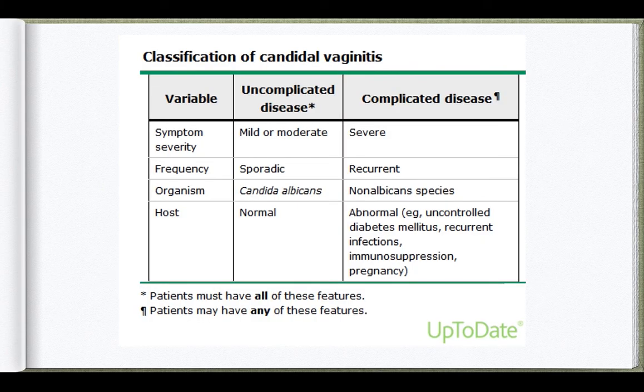So the classification of candidal vaginitis will allude to the treatment. For uncomplicated disease, all of the 4 parameters are required. So mild or moderate symptoms, it's a sporadic or acute infection. You suspect that it might be just Candida albicans and not a different strain. And when they say a normal host, it implies that the patient does not have any other predisposing factors that could result in the condition.